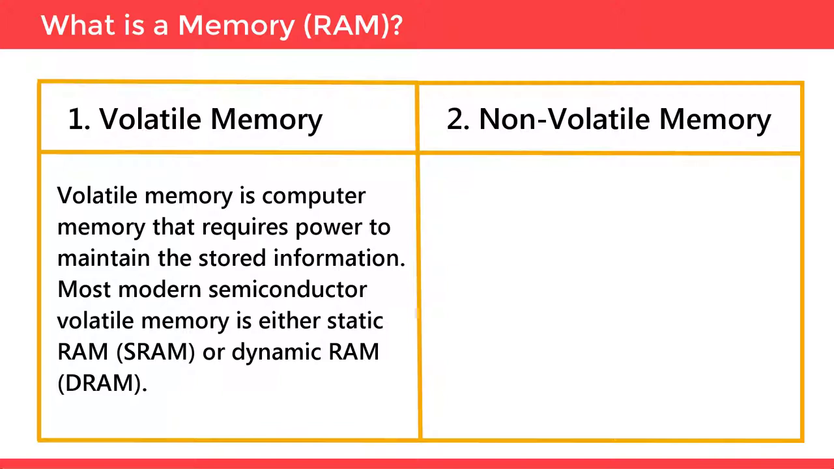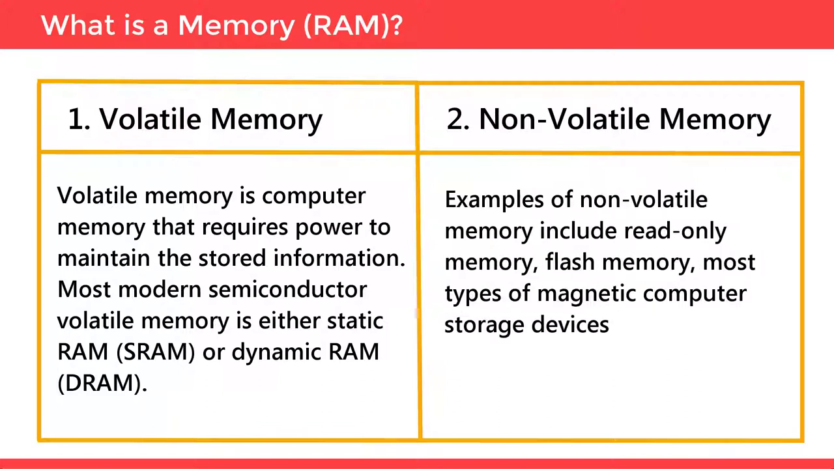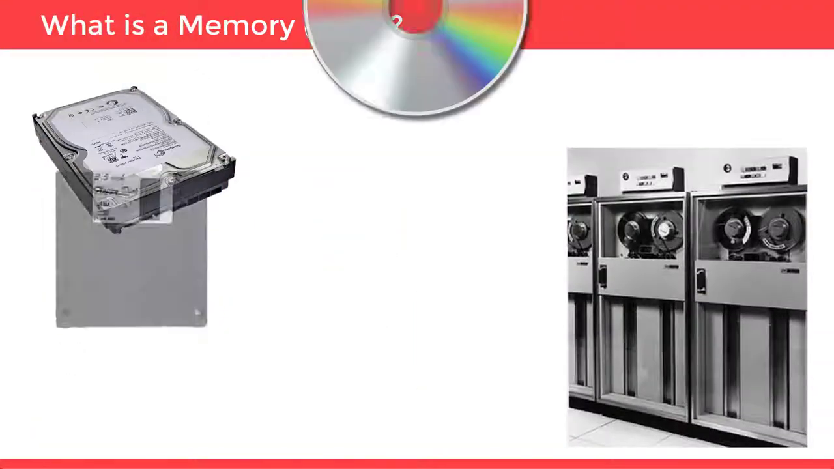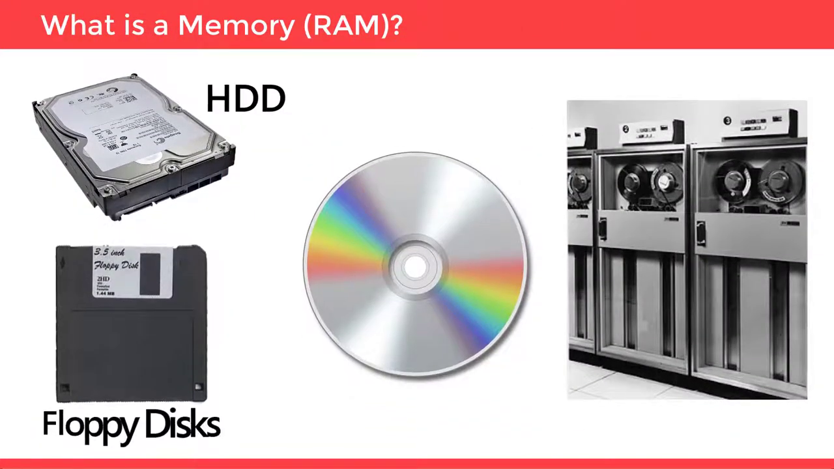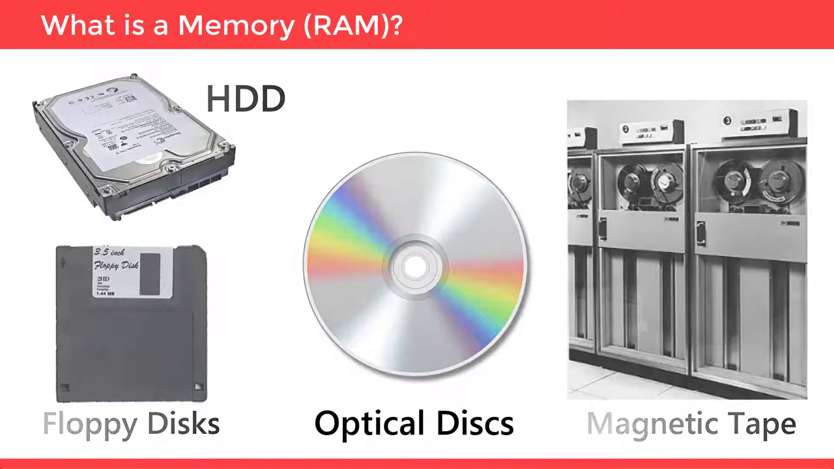Okay, what about non-volatile memory? Non-volatile memory is computer memory that can retain the stored information even when not powered. Examples of non-volatile memory include read-only memory, flash memory, most types of magnetic computer storage devices, for example hard disk drives, floppy disk and magnetic tape, and optical disks.